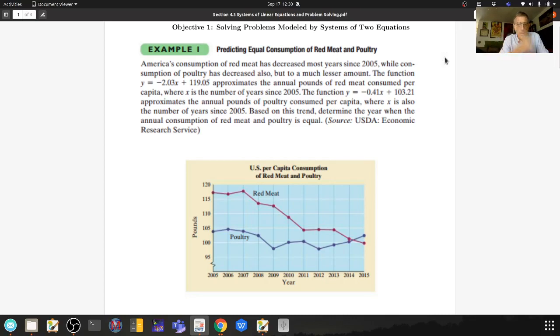So this is lecture 4.3, Systems of Linear Equations and Problem Solving or Applications. Basically I think I've got about 5 applications from the book, and you'll see how easy some of these are to solve when we have the power of linear equations and systems.